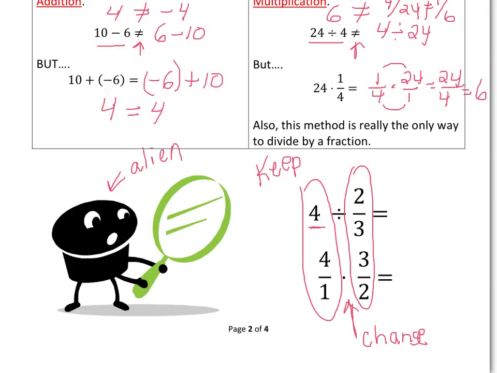Okay, so 4 divided by 2/3 can be rewritten as 4, and I'm going to write it as 4/1, times 3/2. So we multiply the numerators together. 4 times 3 is 12. Multiply the denominators together. 1 times 2 is 2. And 12 divided by 2 equals 6. So keep, change, flip. This is how we divide by a fraction.